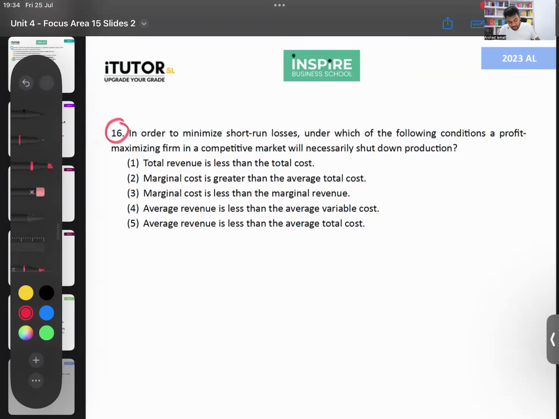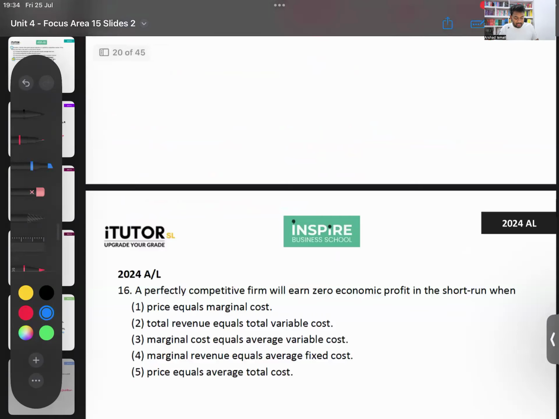When will you shut down? You will shut down if your price is less than average variable cost. Another term for price is your average revenue. If your average revenue or your price is below your average variable cost, then you will shut down. So which answer talks about that? These are very easy, direct questions. Answer number 4. Easy one.